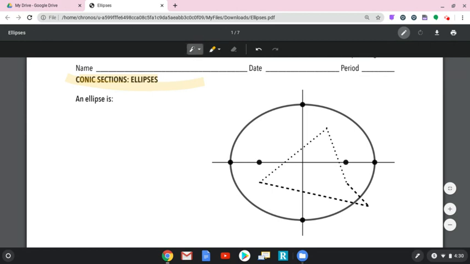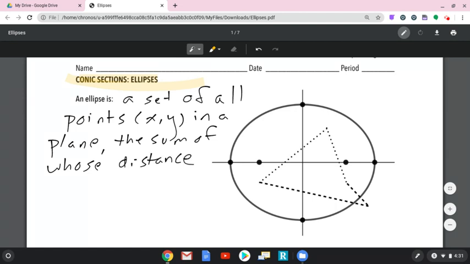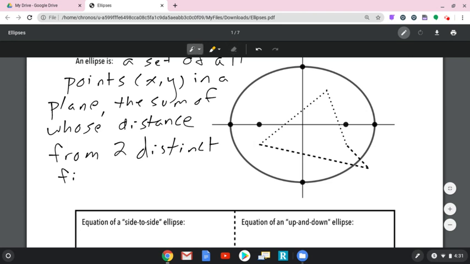An ellipse is a set of all points x, y in a plane where the sum of whose distances from two distinct fixed points, the foci, is constant. And the fixed points are going to be called the foci.